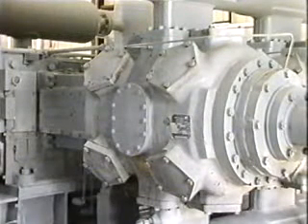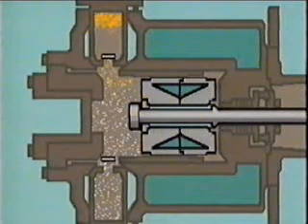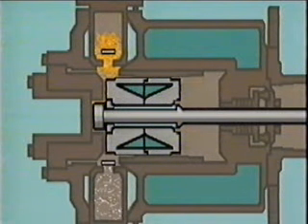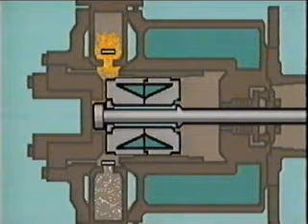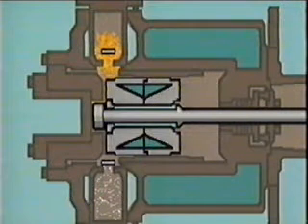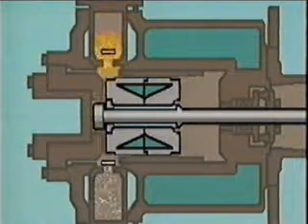Here's where most of the action occurs in a reciprocating compressor. In the cylinder, a trapped volume of gas is compressed by the piston, increasing the gas pressure. The gas is then discharged, and a new volume of gas is again compressed by the piston. This cycle repeats itself hundreds of times per minute.